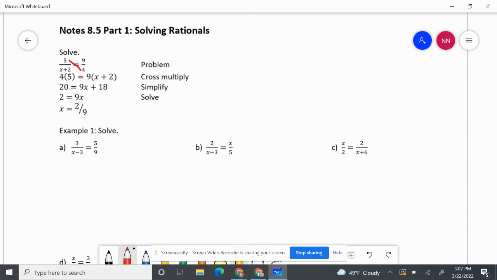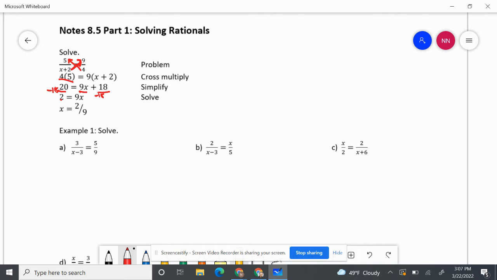We're going to multiply the 4 times the 5, and that gives us 20. Then we're going to multiply the 9 by the x, which gives us 9x, and the 9 times the 2, which gives us 18. We're going to subtract each side by 18, and 20 minus 18 is 2. Then we divide each side by 9.